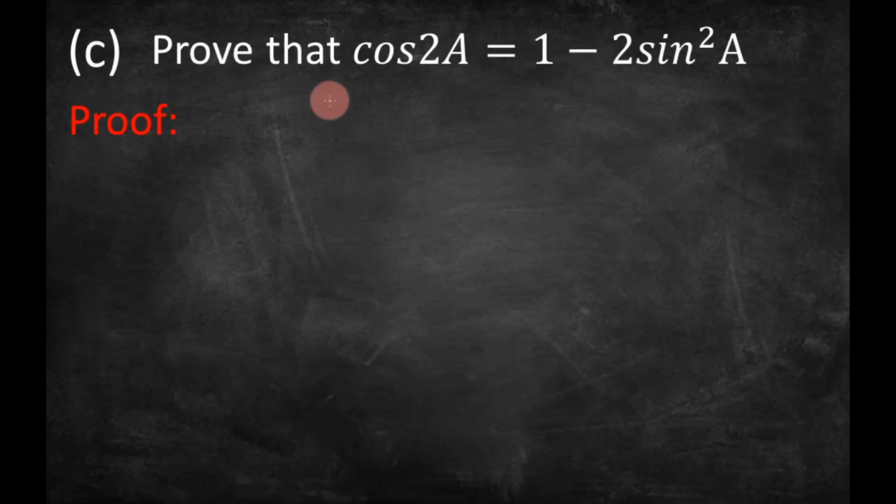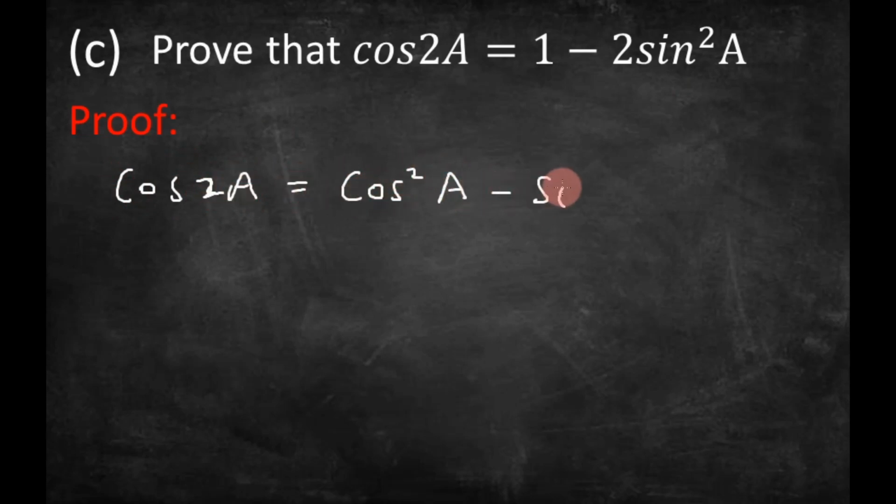Then coming to the proof of the third and last double angle expansion for cos 2A, we have to show that cos 2A is 1 minus twice the sine squared of A. Now, we already know that the cos of 2A is equal to the cos squared of A minus the sine squared of A.